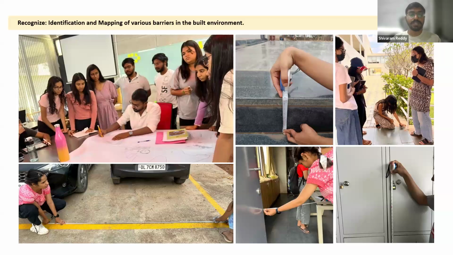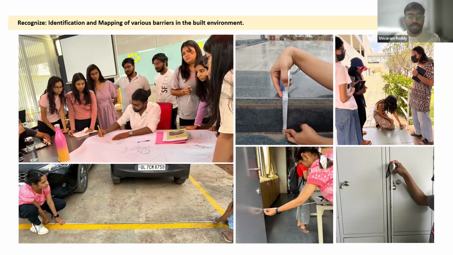Now comes the third stage, identification, wherein there are a lot of points that students have to do: the auditing, and then putting all their mapping together. The knowledge and insights that they have gained in the first two steps, they now apply in the third step, which is the recognition of all these barriers in the built environment.